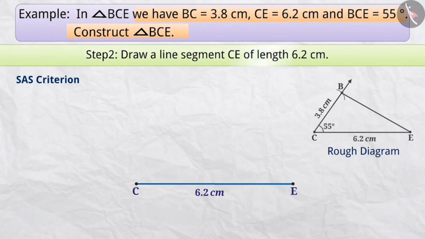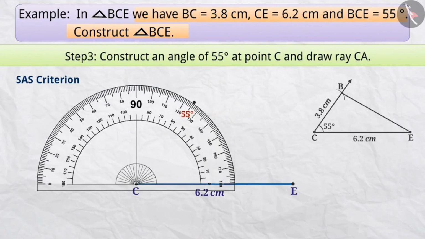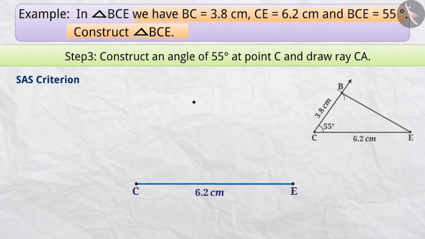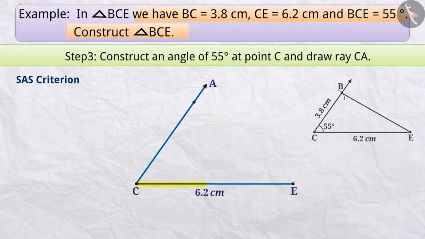Step 3. Using a protractor, construct an angle of 55 degrees at point C. In other words, we will draw a ray CA at point C which makes an angle of 55 degrees with the line segment CE. The point B must be somewhere on this ray CA.